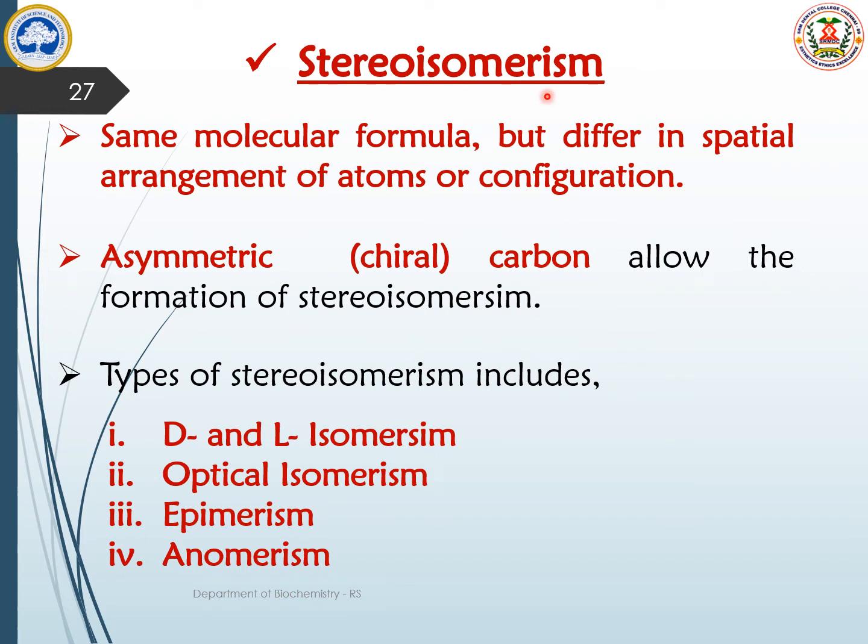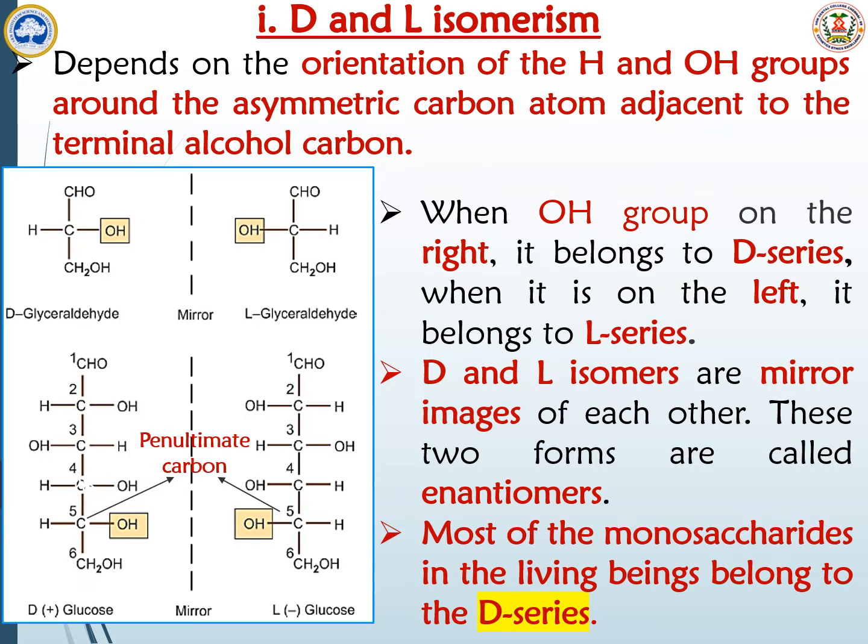Stereoisomerism refers to compounds having the same molecular formula but differing in the arrangement of atoms, or their configuration. The asymmetric carbon in the structure of a monosaccharide allows the formation of stereoisomerism. Here are the different types of stereoisomerism, which include D and L isomerism, optical isomerism, epimerism and anomerism. Let us discuss D and L isomerism.